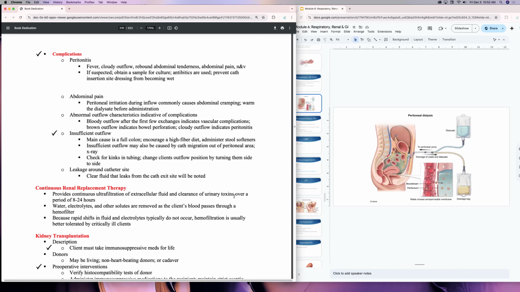Okay, so those are the basic principles of peritoneal dialysis. Give me a few moments and we're going to do some questions on dialysis.